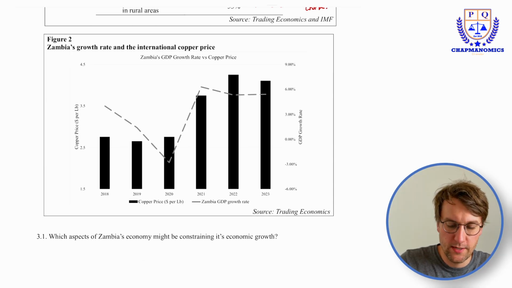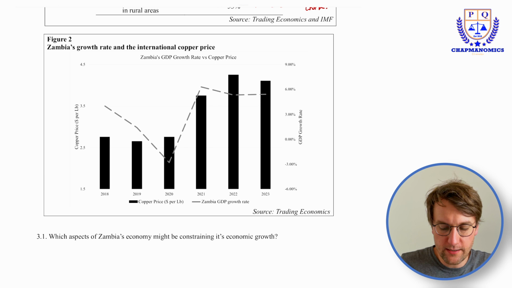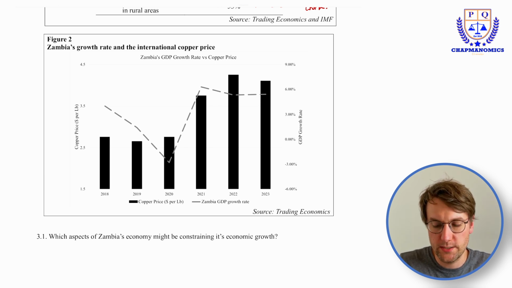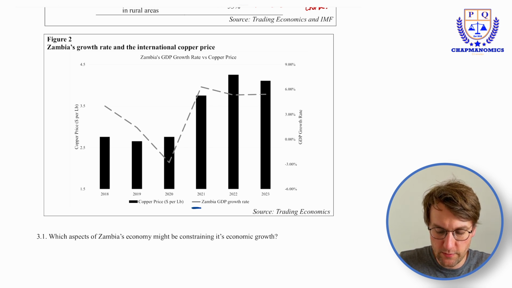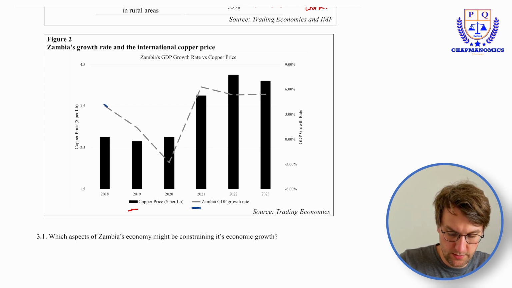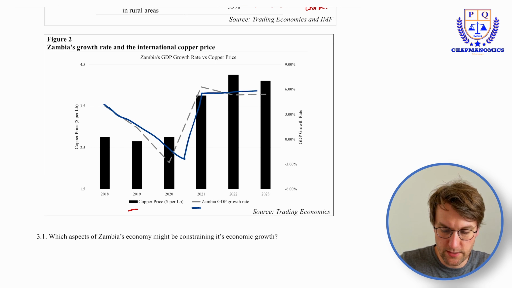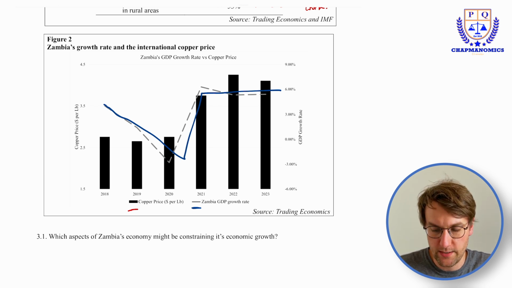Let's have a look. So whenever I see any kind of data like this, whenever I see a bar graph or a line graph, I always like to do lines of best fit. So I will do Zambia's GDP growth rate in blue, and I will do the copper price here in red. So line of best fit for our copper price, our growth rate, it goes down, it goes up, and then it flatlines. There's about our line of best fit.